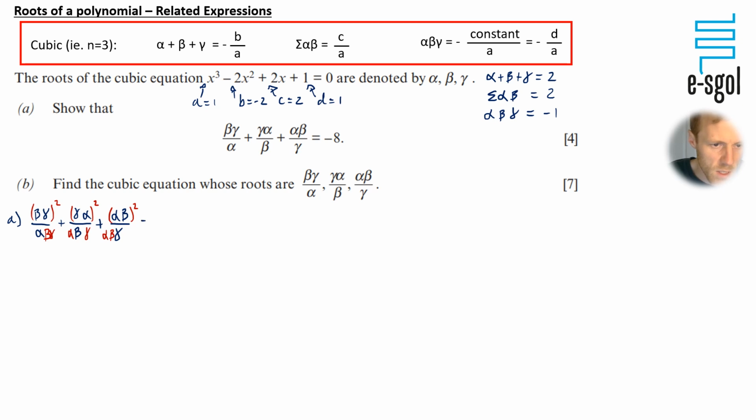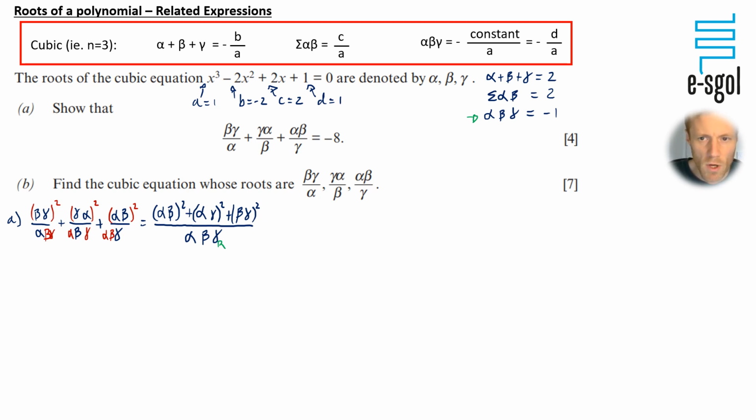Let's write this a little bit more clearly, and I prefer to see it in this order: alpha beta squared plus alpha gamma squared plus beta gamma squared all over alpha beta gamma. Now I'm looking at that bottom bit just here, the denominator, and that's looking pretty good because we've already got that information given to us.